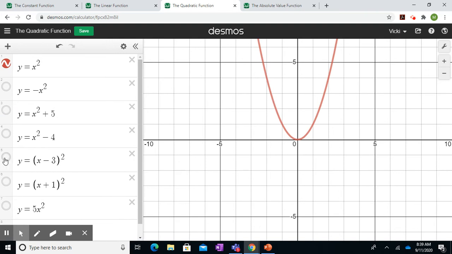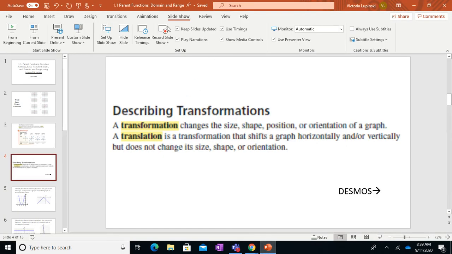When they're on the inside, you're going left and right, but in the opposite direction. So -3 actually means right 3. +1 actually means 1 to the left. So again, you're going to start looking at those transformations more officially tomorrow. And finally, if you put a 5, it actually makes the graph appear much, much skinnier, or much narrower. So let's go ahead and go back to our PowerPoint.